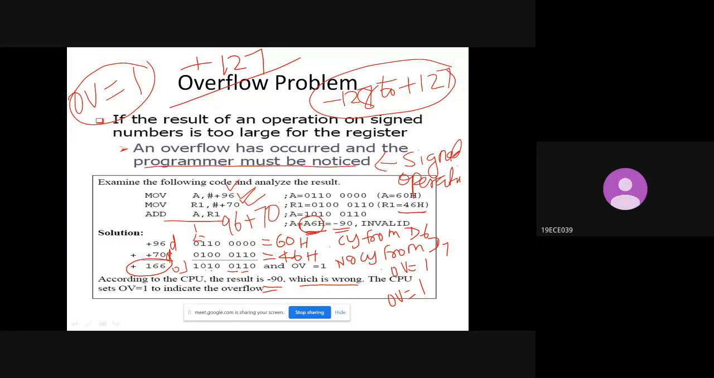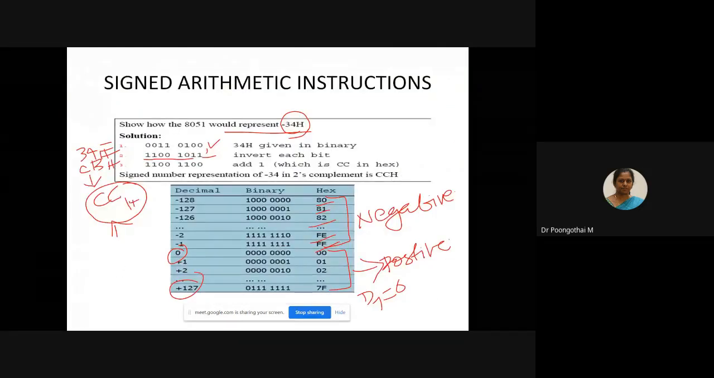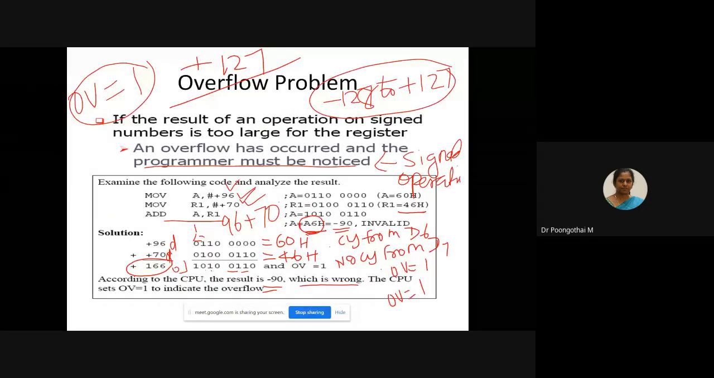Yes, ma'am. We are adding 96 and 70. We know it's a signed number. So after execution, you are getting the answer A6. According to this table, the negative representation is minus 90. A6's equivalent decimal value is minus 90. Okay. So this result is wrong, and also overflow flag is set to 1. This indicates to the programmer that the result of the signed operation is invalid. That's all.